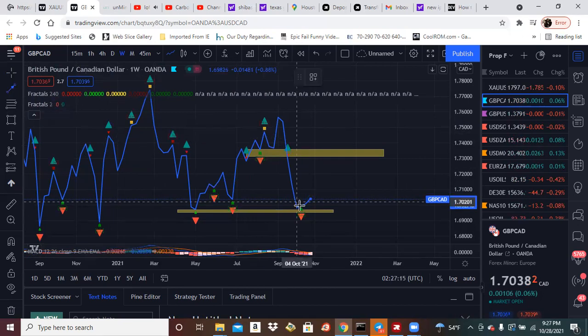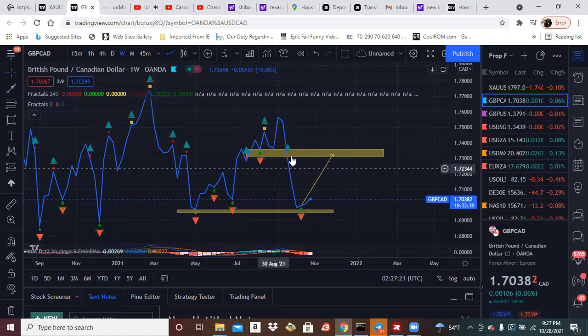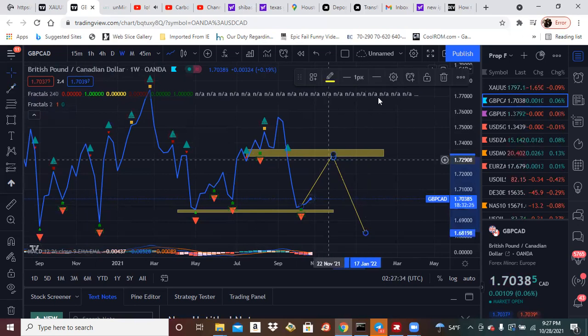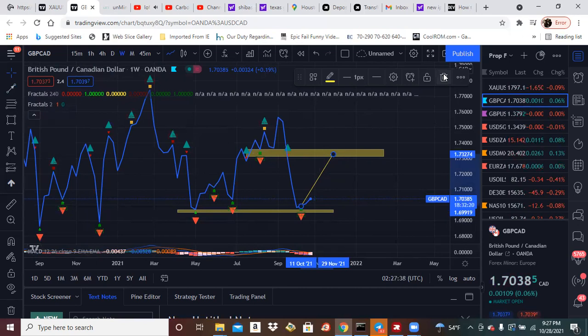So what I'm looking for here is a nice pullback to this demand. After this big drop, a pullback to the demand. This is what I'm looking for. Now, from this point, I don't know what's going to happen. It could break the demand and keep going, or it could come down here and start making lower lows. Ain't my problem yet. I ain't worried about it.